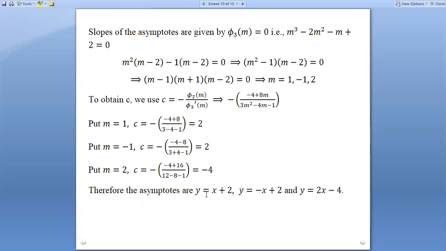Hence the asymptotes are y is equal to mx plus c, so it is y is equal to x plus 2. Next, y is equal to minus x plus 2. Then y is equal to 2x minus 4. This is how you find the equation of the asymptotes.